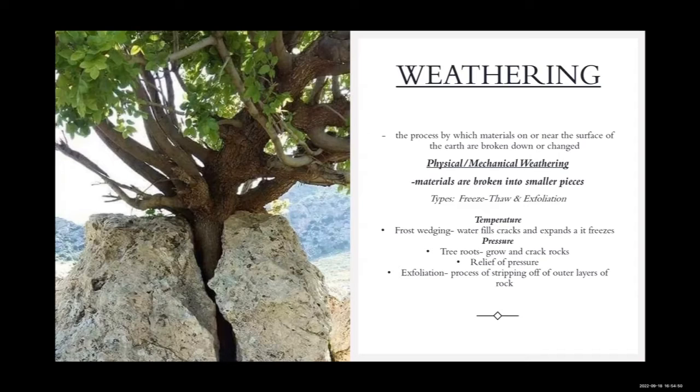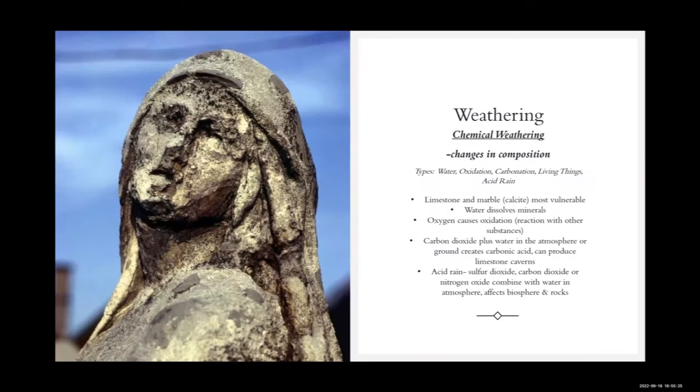Temperature is involved in a process called frost wedging, and this is when water fills cracks and then expands as it freezes. That causes the rock to crack open. Another would be pressure, and this can come from tree roots that grow and crack rocks. In this case, it's a tree trunk in this picture. It can also come from relief of pressure. If pressure is let off of a rock, it can cause it to undergo some physical or mechanical weathering. And then lastly, we have exfoliation, and this is when you have the process of stripping off outer layers of rock. And this is all stuff we've gone over before, so it's a little bit of review.